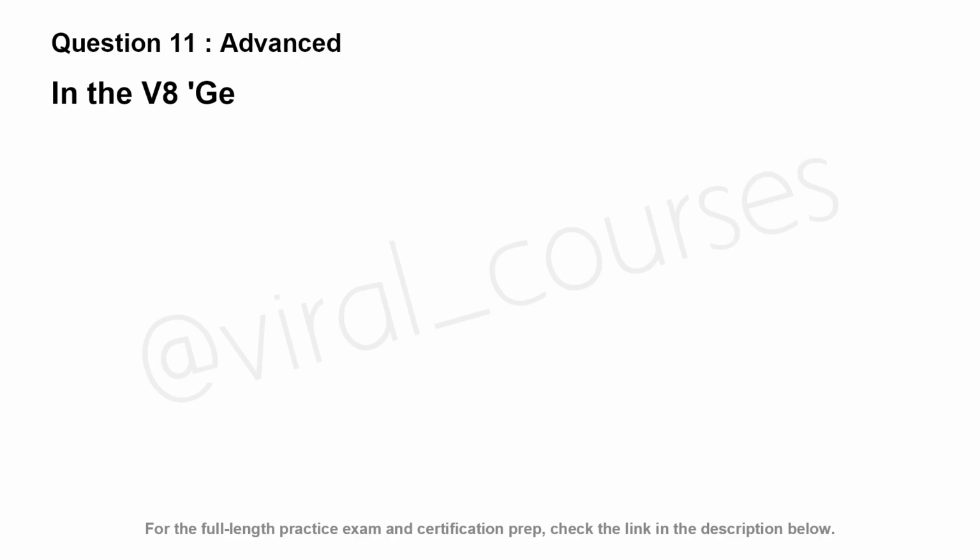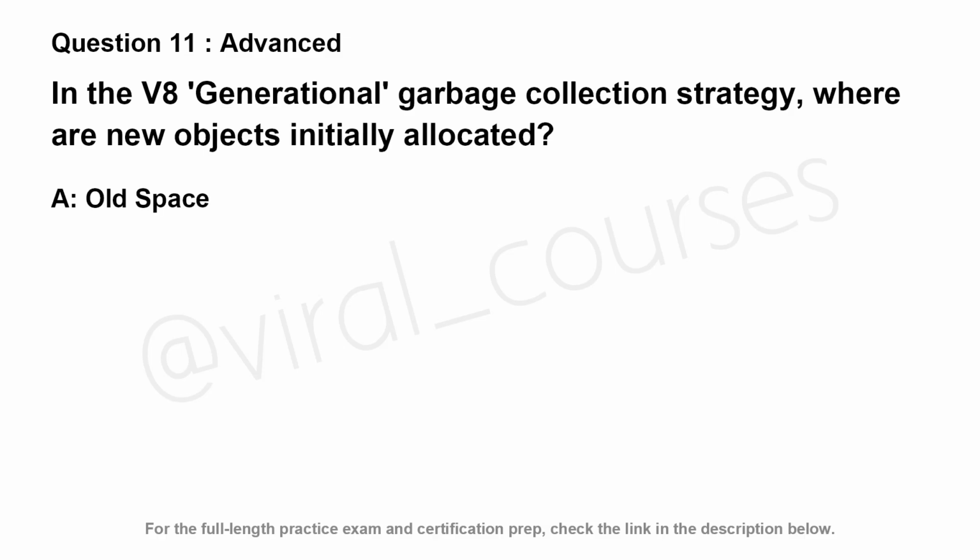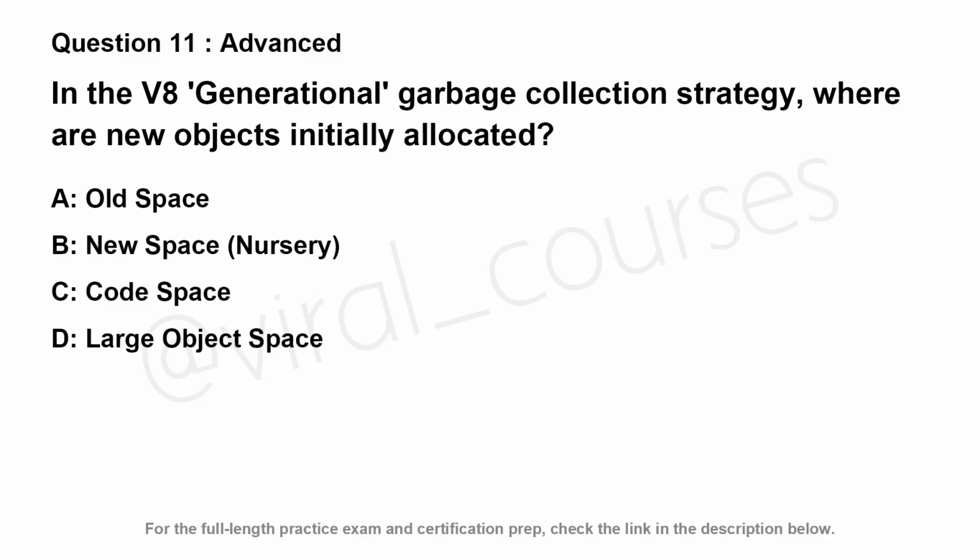In the V8 engine's generational garbage collection strategy, where are new objects initially allocated? Option A. Old space. Option B. New space, nursery. Option C. Code space. Option D. Large object space.